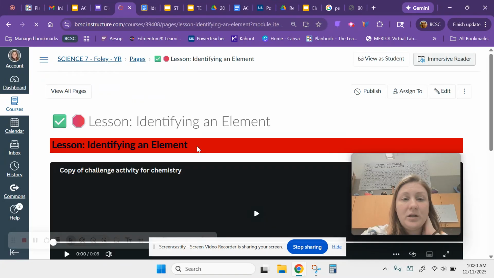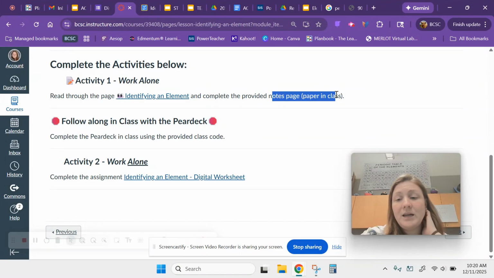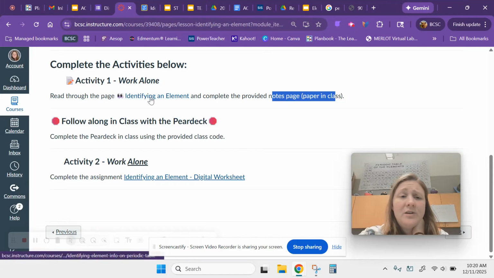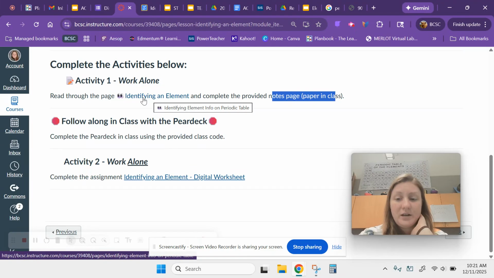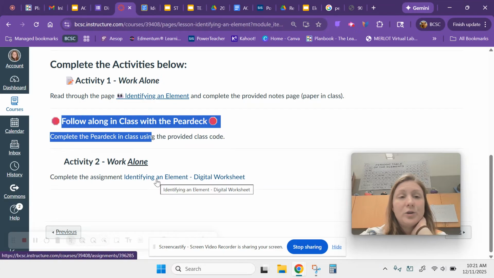You are going to be looking at this page. So you read through it and you fill out a notes page that I will provide right here. It'll be linked. It'll also be sent on announcements for you to fill out. So by clicking here, it'll send you to a page, you fill out a notes page, and you keep that in your binders. Then we completed this presentation together, but we would have done so in class if we were together. And then of course the last thing you're going to do is this identifying an element digital worksheet.